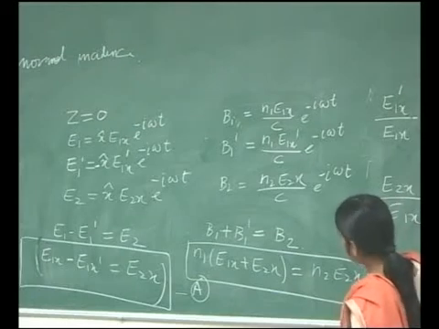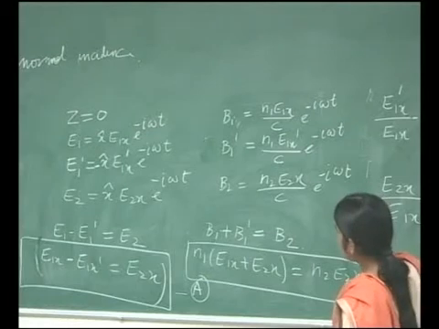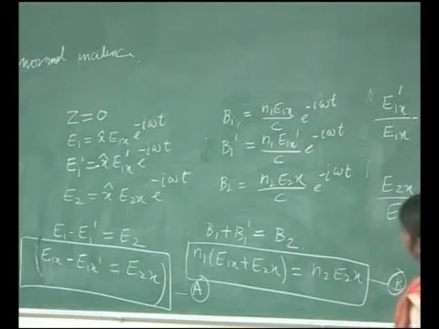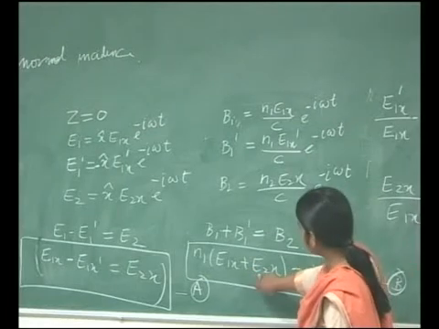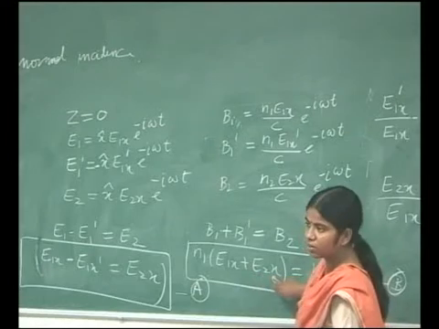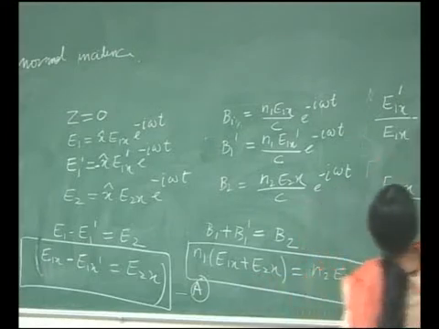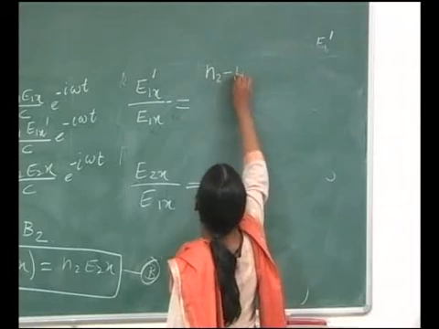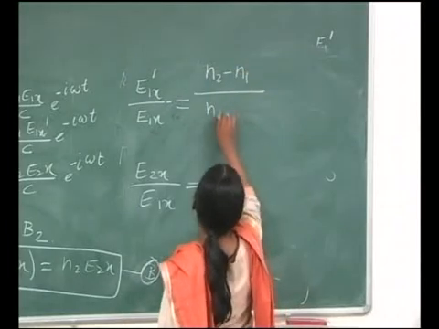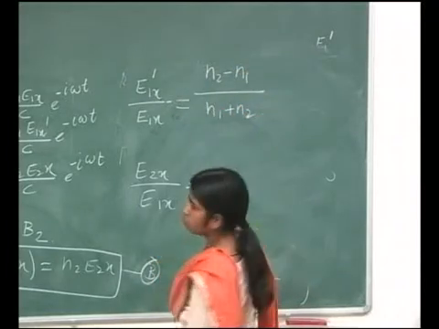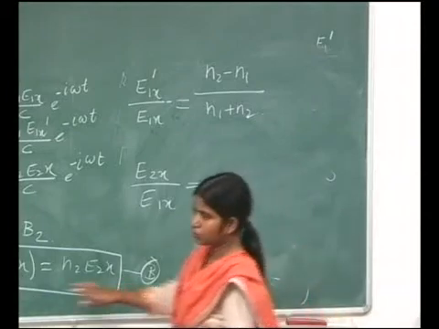and then you subtract them. So, you will get (N2 minus N1) E1x minus (N1 plus N2) E2x. देखिए यही आ रहा है. So, you should get here N2 minus N1 divided by N1 plus N2. देखिए ये आ रहा है इन दोनों को सॉल्व करके.